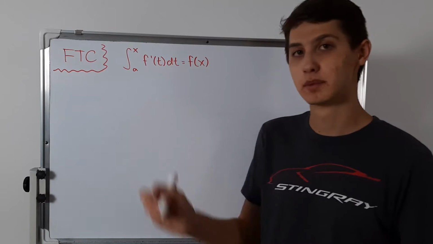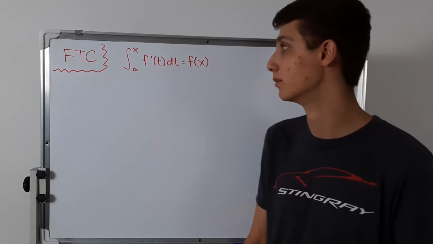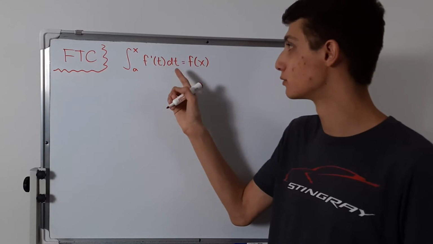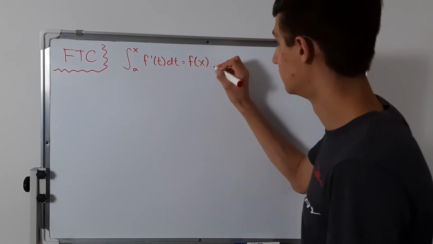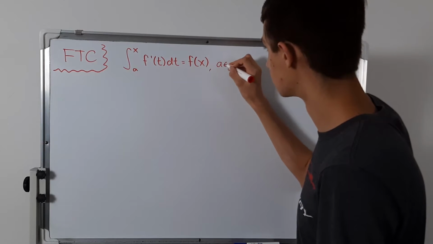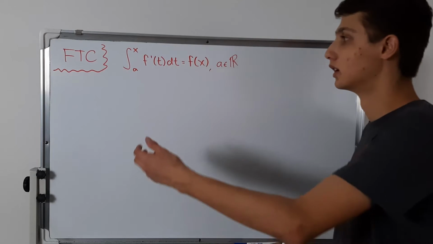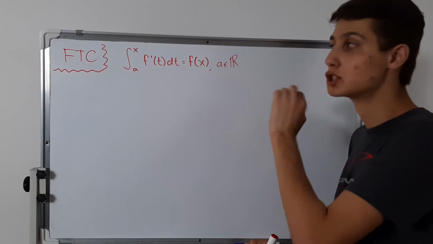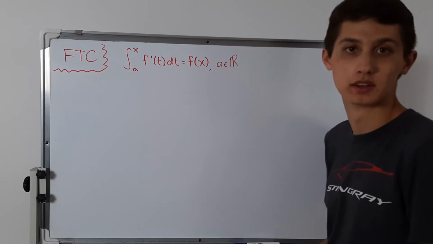So this is the fundamental theorem of calculus that you might be familiar with, or at least part of it, right? The integral from a to x of f prime of t dt is equal to f of x, right? Where a is just some constant in the real numbers. Okay. But there's a more generalized form of this that I think is also interesting to look at.